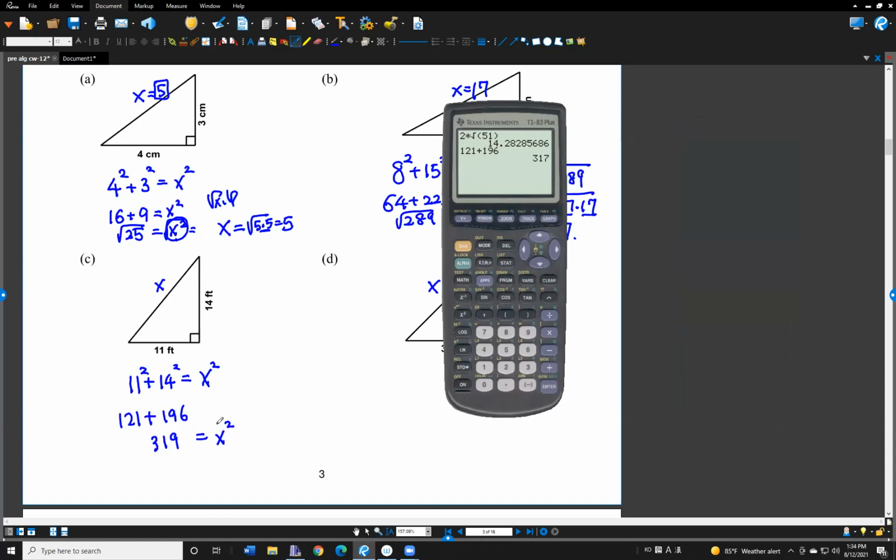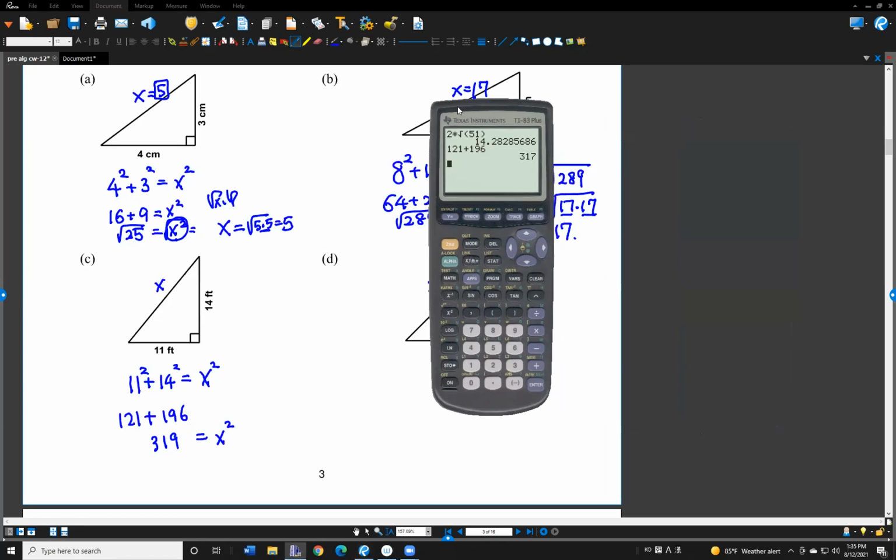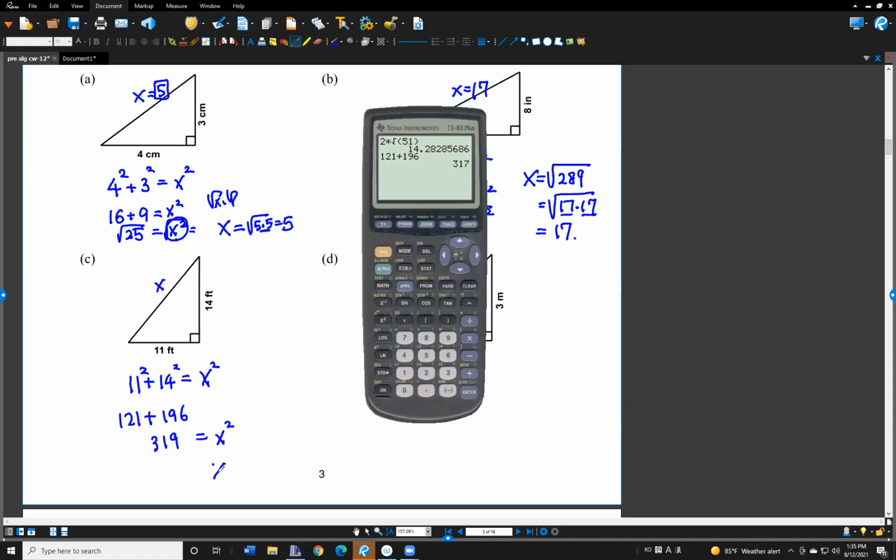But 317, can you break down this number? Okay, in this case, you're going to use the calculator. X equals square root of 317. We still don't know. Check it out. Use the calculator, okay? Square root of 317 equals 17.86, because this is not a perfect square. In this case, you can use a decimal. X is approximately 17.9, to the nearest tenth. Okay?